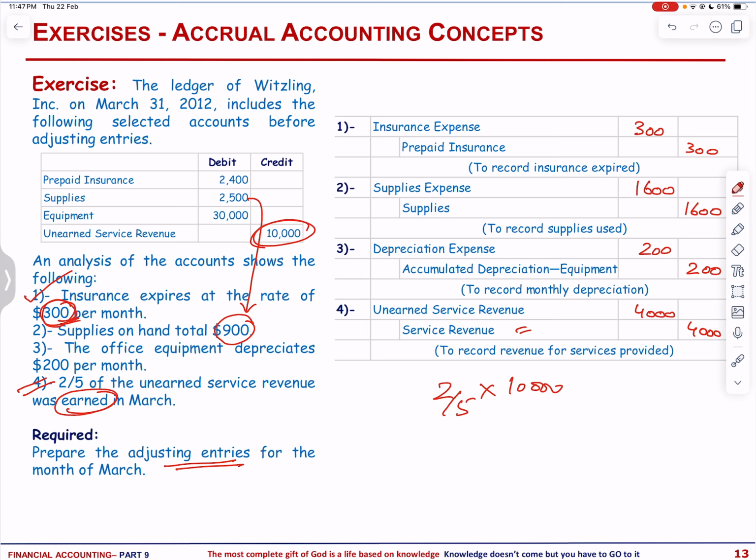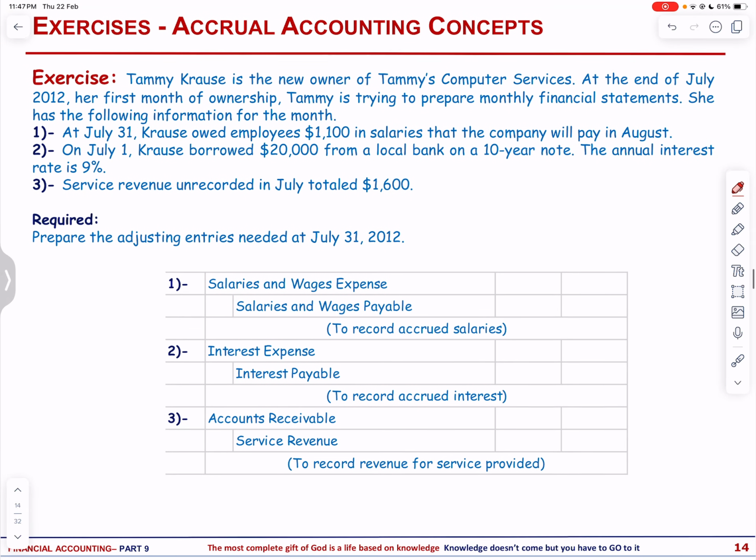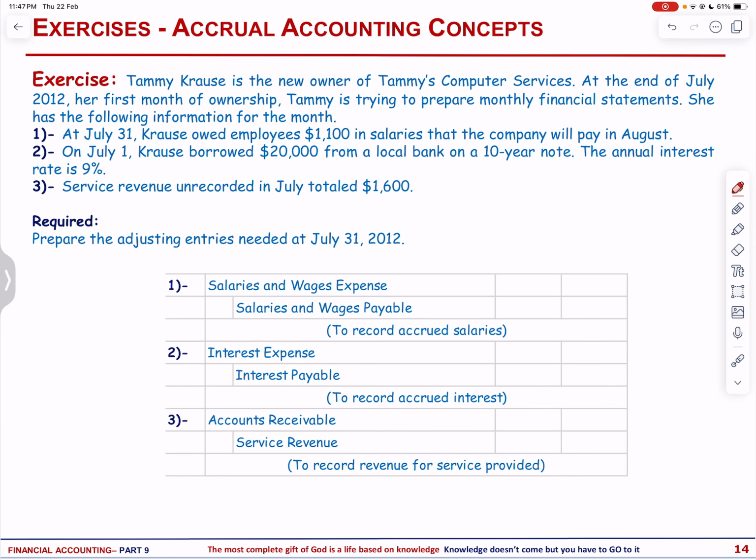Let us move on to the next exercise. Tammy Cross is the new owner of Tammy's Computer Service. At the end of July, her first month of ownership, Tammy is trying to prepare monthly financial statements. She has the following information for the month. At July 31st, Cross owed employees 1100 in salaries that the company will pay in August. So they have not paid. So salaries and wages expense is debit by 1100, and salaries and wages payable is credit by 1100.